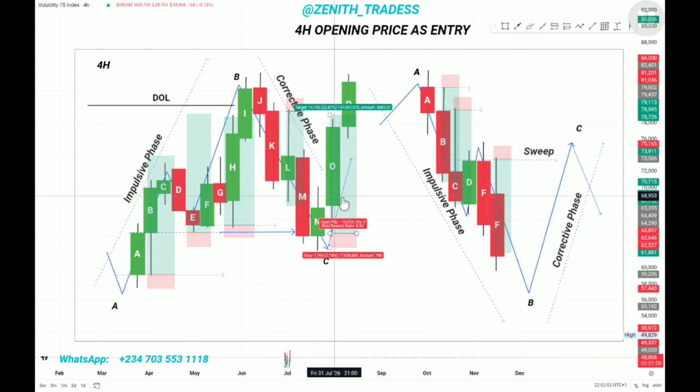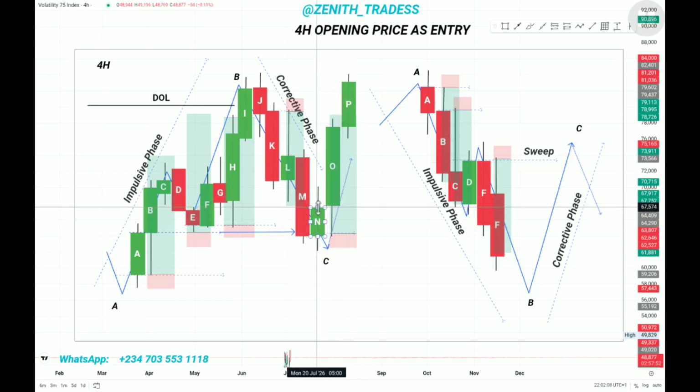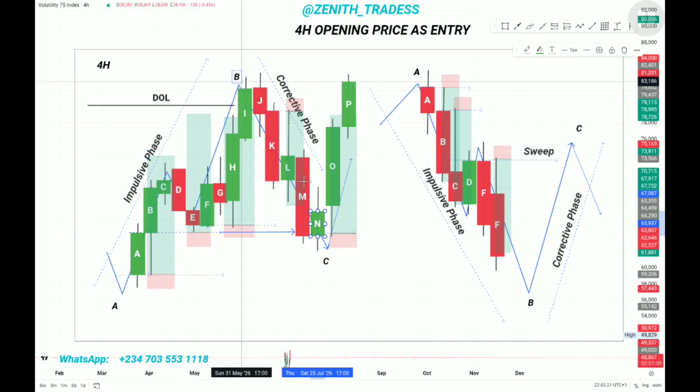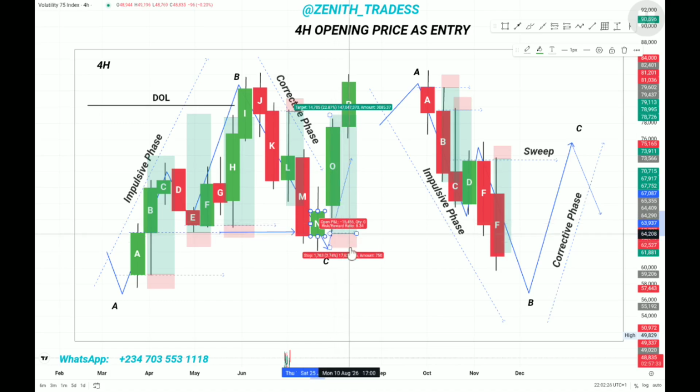Candle N opens, tags the opening price of candle M, and now it pushes bullish. The reason why with candle N we did not wait for it to be a directional candle, probably closing above the open of candle M, is because we saw it at the end of a reaction leg. This is a minor reaction, this is a major reaction. So any candle that forms at the end of a reaction leg, the opening price is high probability. So that's why we enter from the opening price of candle N, and candle O gave us the profit required.